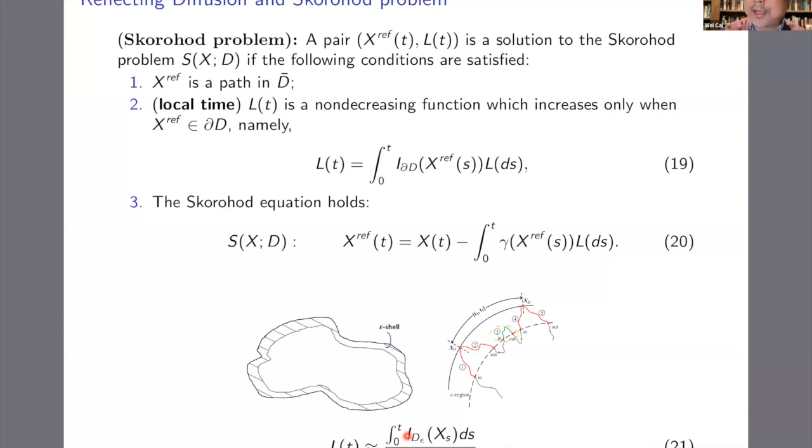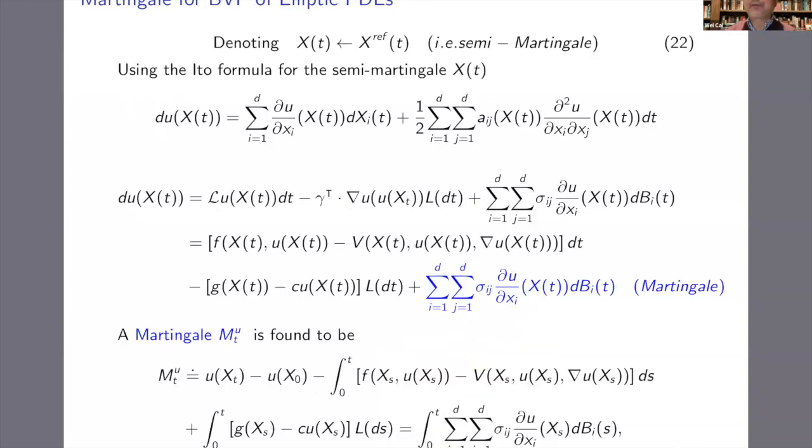It is basically you take the neighborhood, an epsilon layer of the boundary, and you compute the occupation time inside the layer. Then you just let epsilon go to 0, and that's actually how you compute the local time. We have some results separately for this. Okay. So now let's see how I can derive the Martingale formulation for this boundary value problems.